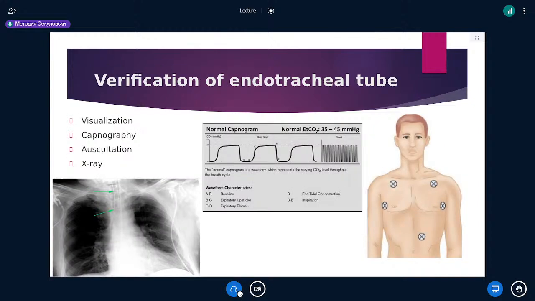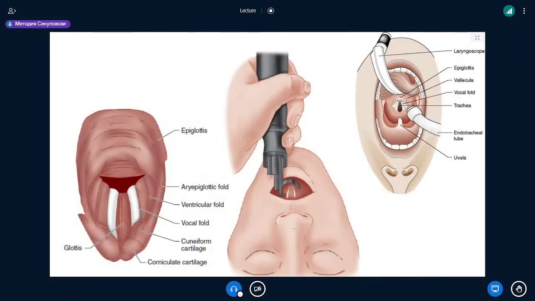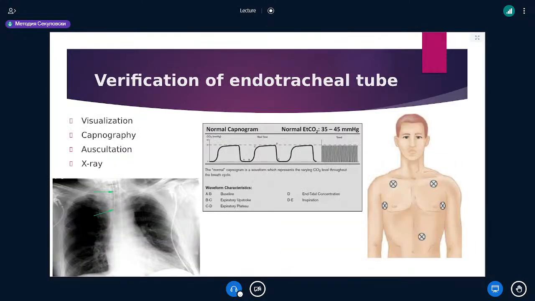Okay, how do you know that you are in the correct position and your endotracheal tube is in the trachea? First, you have direct visualization with laryngoscopy. Here in the picture, you see the vocal cords, you see the intubation tube being inserted. Second, verification of the endotracheal tube is by capnography. This is the picture of a normal capnography showing that your tube is in the correct position.